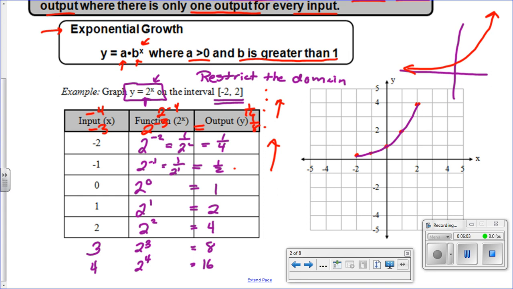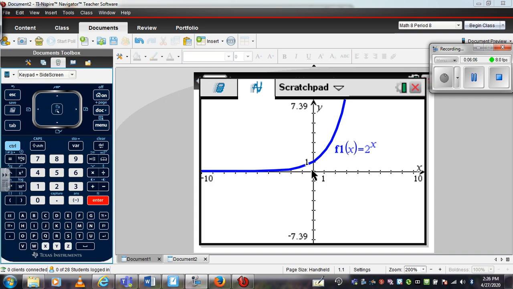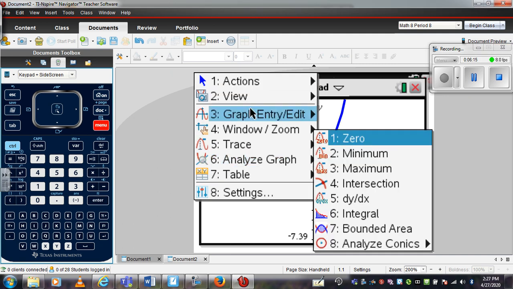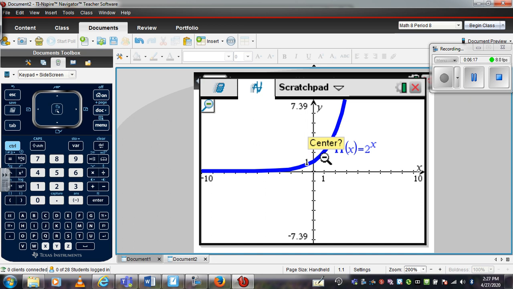Let's take a look at that on our graphing calculator. Okay, so here's our graphing calculator. I've graphed the function, and what you will notice, and I'm going to zoom out here. So I'm just going to go to Window, Zoom, and I'm just going to do a standard zoom out.